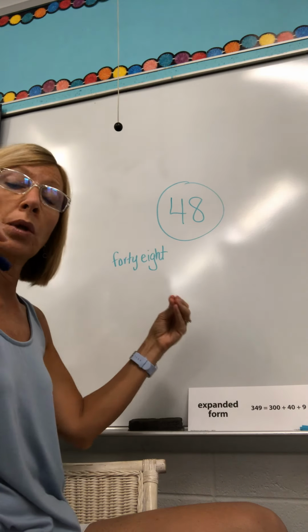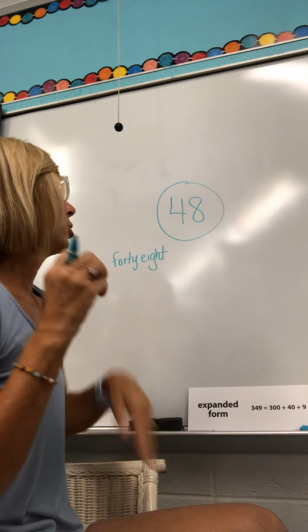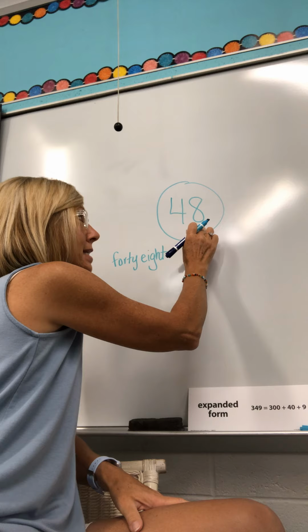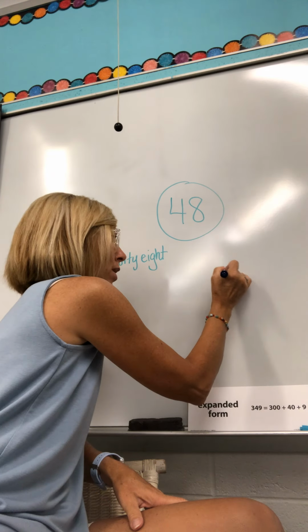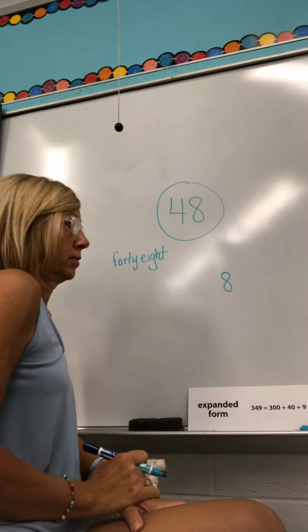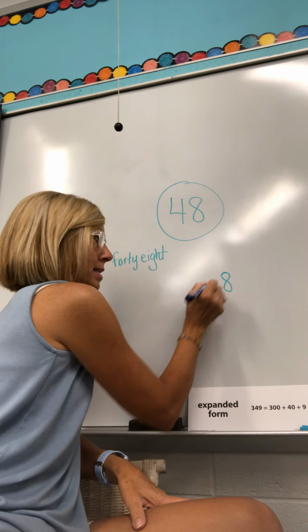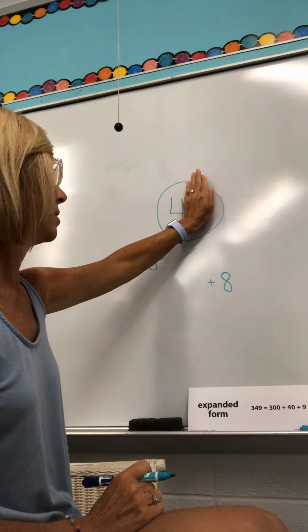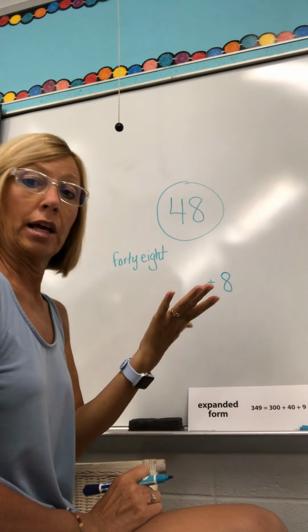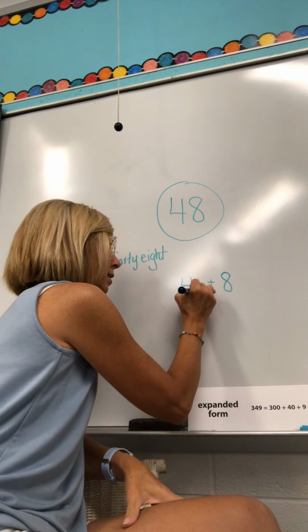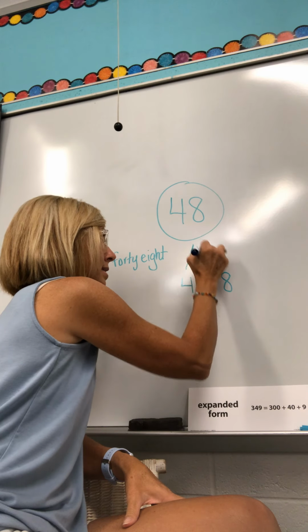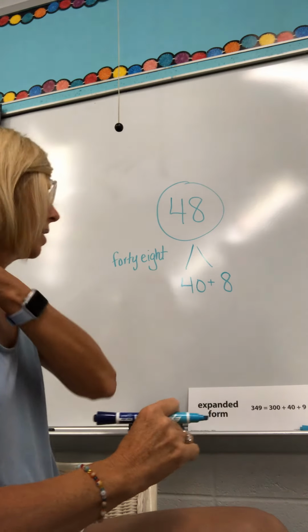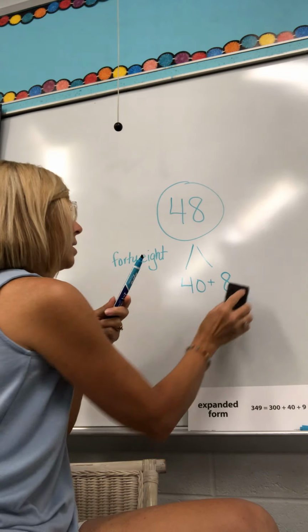Now I'm going to expand it. I'm going to pull it apart with an equation. So 48. Well, I know there's only 8 ones. I'm going to put my plus sign there. And this number, if I had just a 0 there, it would be 40. So 40 plus 8 is the expanded form of 48. Okay? Let's try another one. Let's try another two-digit.